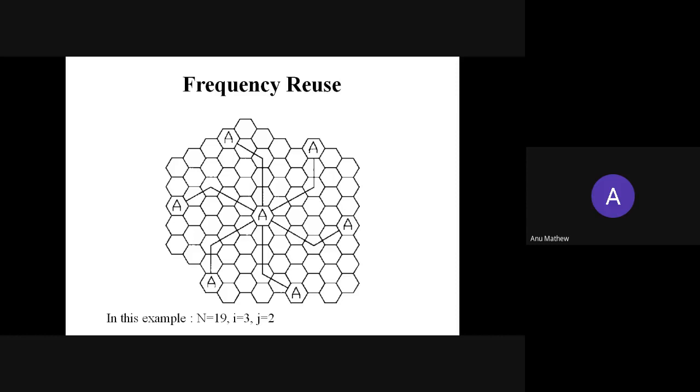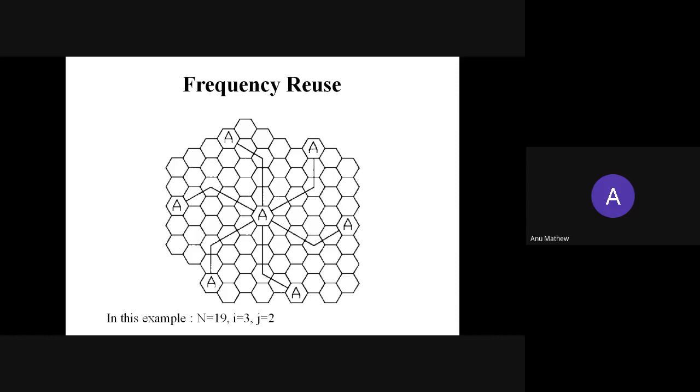Move I cells, I is equal to 3, in this direction. So this is the direction, and turn 60 degrees counterclockwise. From here I am turning 60 degrees in the counterclockwise direction, and again move J is equal to 2 cells in this direction. And this is another cochannel neighbor of A.